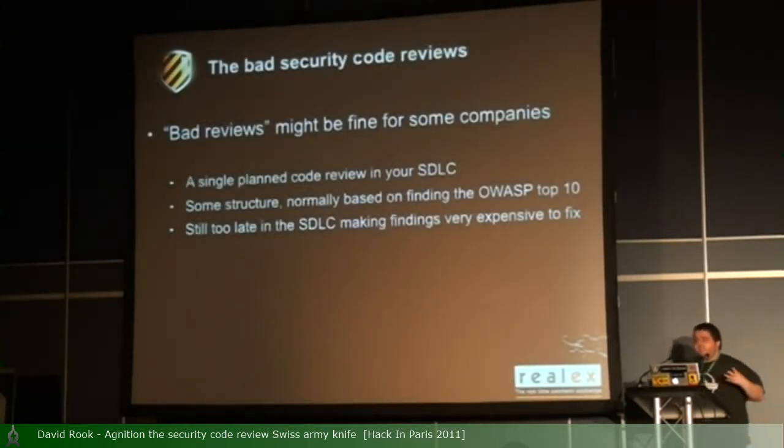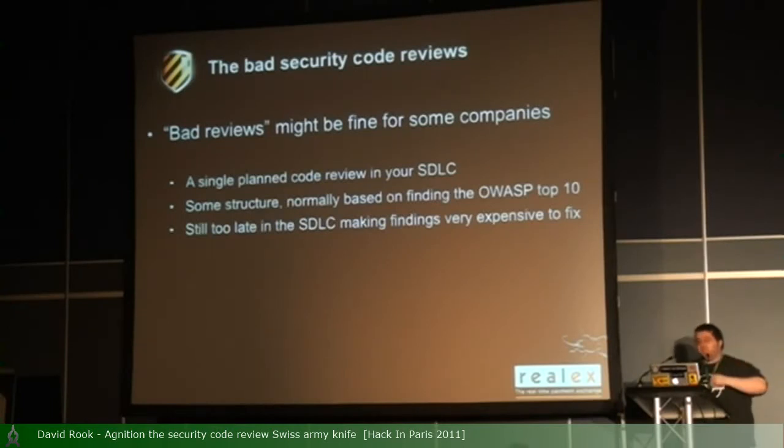So the kind of medium or middle ground review process, which I called the bad reviews, and like I said, it was mainly because I wanted to have the good, the bad, and the ugly in there. But the bad review process might actually be fine for some companies. But again, it's all about what you're happy to accept in terms of risk. The bad review process often seems to have a single planned code review at the end of your SDLC. So sure, it's at the end of the SDLC still, but it's planned. And because they're planning for that, you know that's coming. So then you have time to put some structure in place, maybe some kind of checklist for your code reviews. They're normally based on looking for things like the OWASP top 10. But again, that's better than nothing.